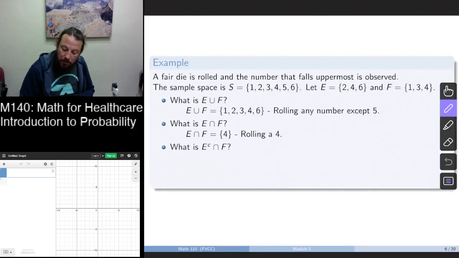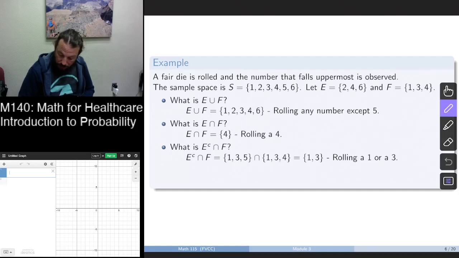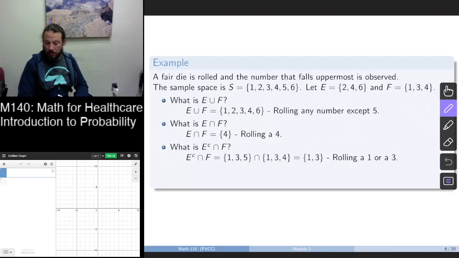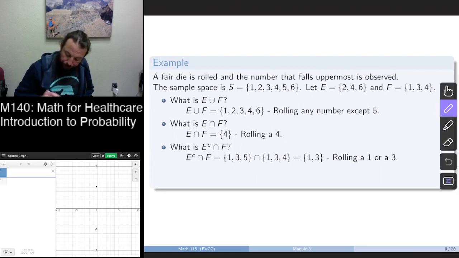What's E complement intersect F? That's going to be rolling an odd number and 1, 3, or 4, so that's going to be rolling a 1 or a 3. Don't mistake 'and' with 'or' here; remember, intersection is 'and.' This is saying E complement and F are both happening.